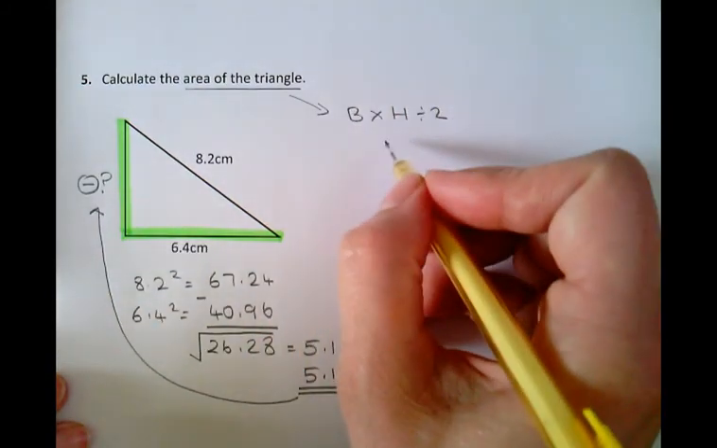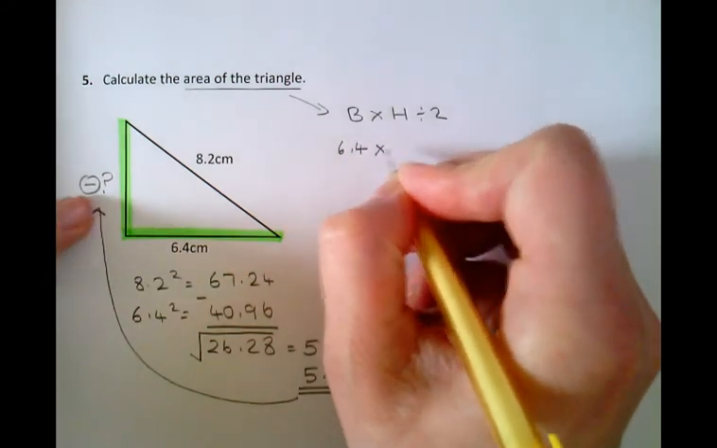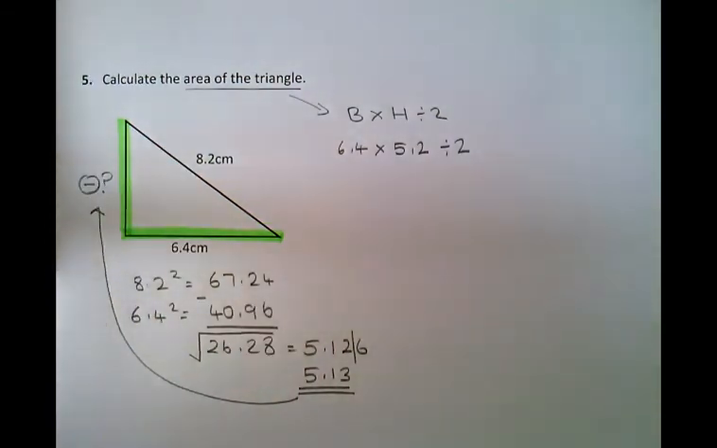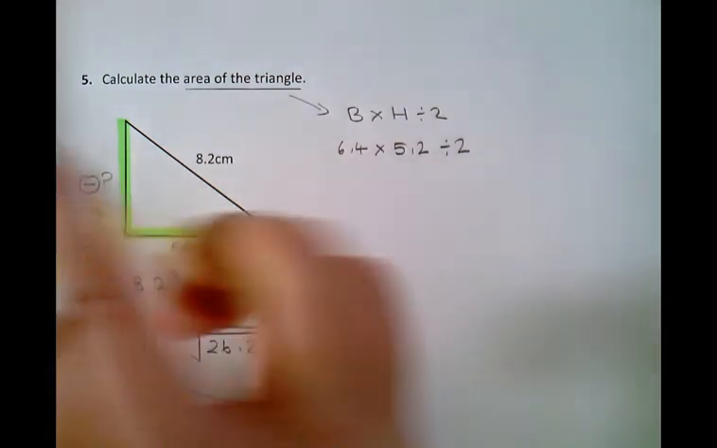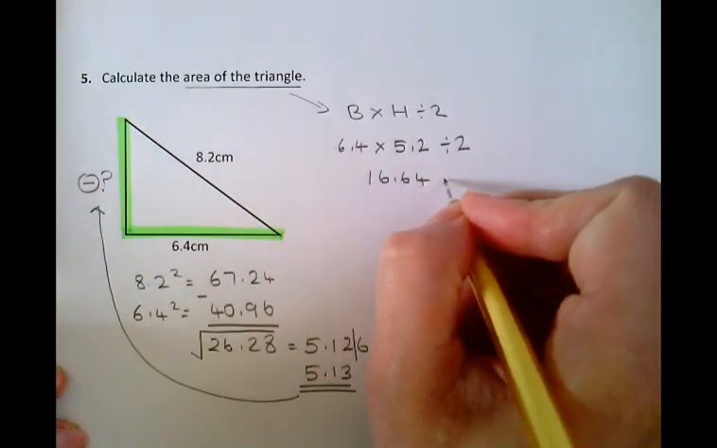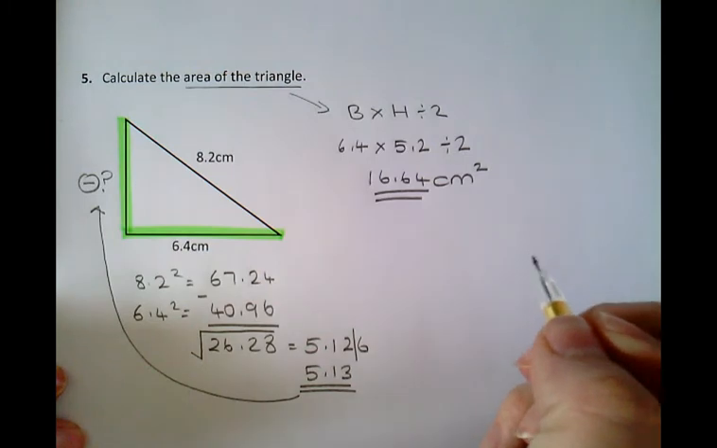So then you can go and use the area formula. Base is 6.4 times a height of 5.2, and then divide by 2 because a triangle is half of a rectangle, so 6.4 times 5.2 divided by 2 gets you 16.64, and this is all in centimetres, so your area answer would be centimetres squared for the units of measurement.